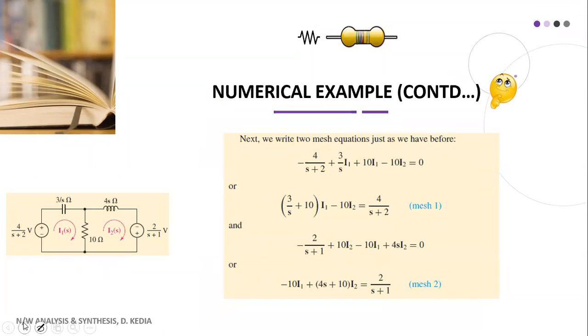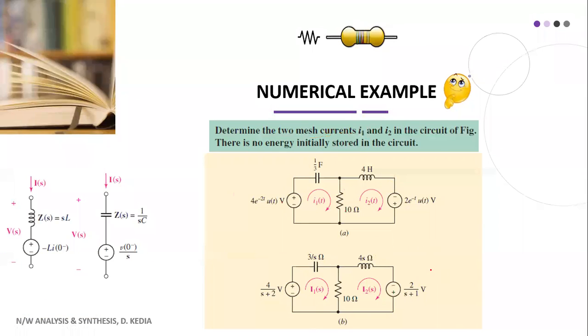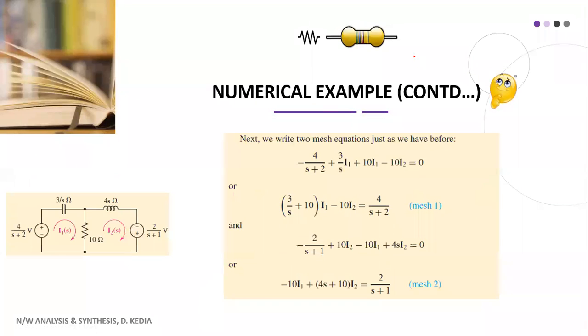Okay. So what we have done, we have represented this in the Laplace domain. Now you simply write your mesh equations or loop equations as we used to write for a simple resistive circuit. I told you that 3 by S is a resistance, 4S is a resistance. Forget about everything else, whether it is an inductor or capacitor. You simply write mesh equations, and we have done that in the next slide.